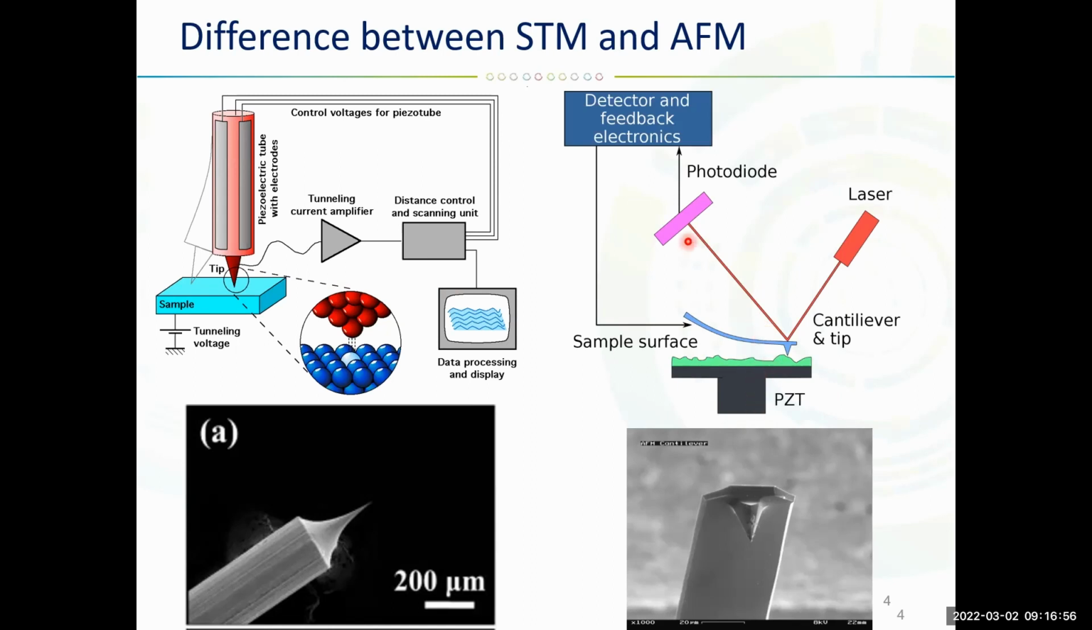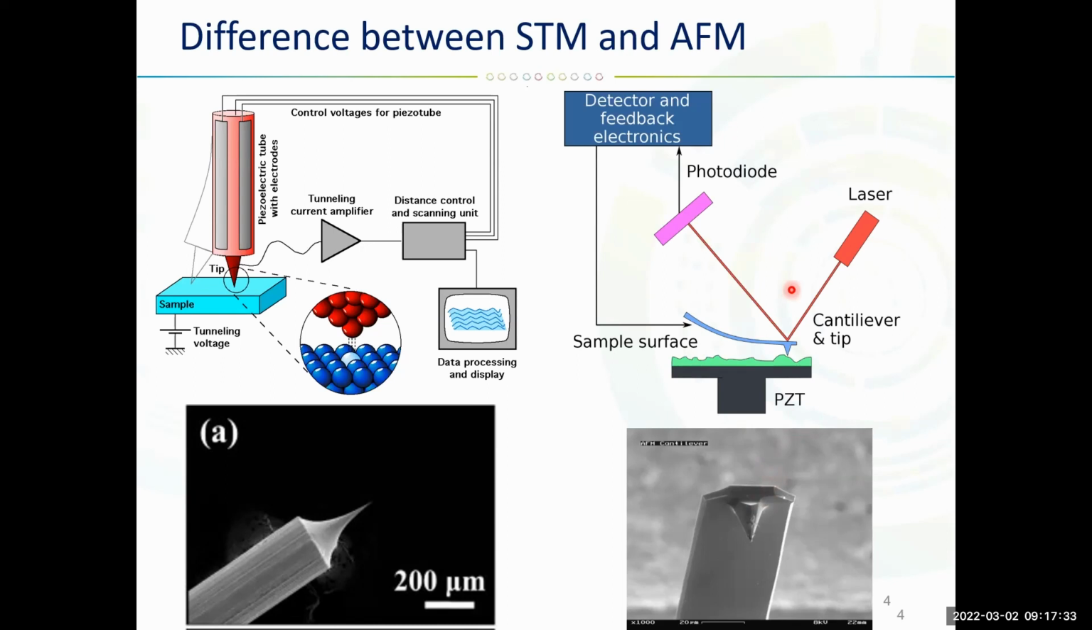AFM operates on a very different principle. The key component is the cantilever that has a tip on it. This tip will, in most cases, touch the surface. We will discuss non-contact mode as well, but by default, the tip is touching the surface. The force is very small, about piconewtons, and will be detected by AFM. The AFM measures the deflection of the cantilever caused by van der Waals forces.